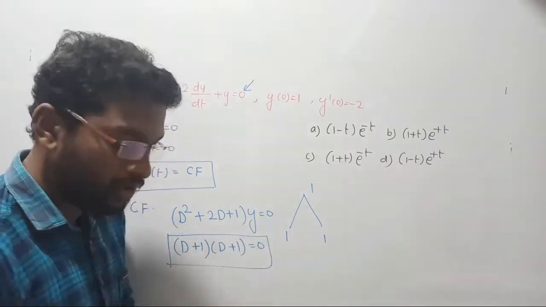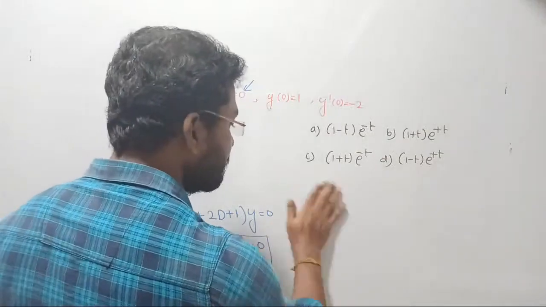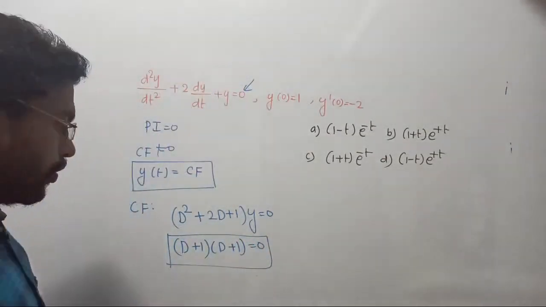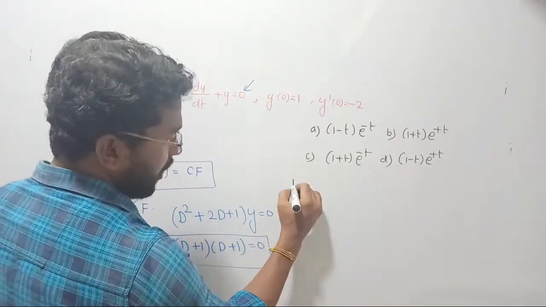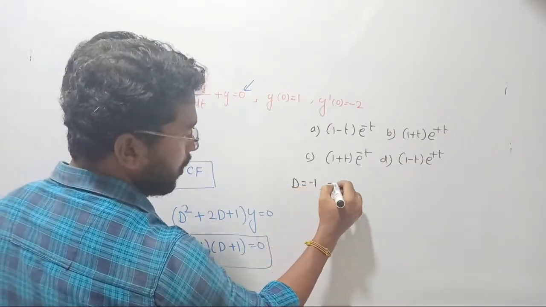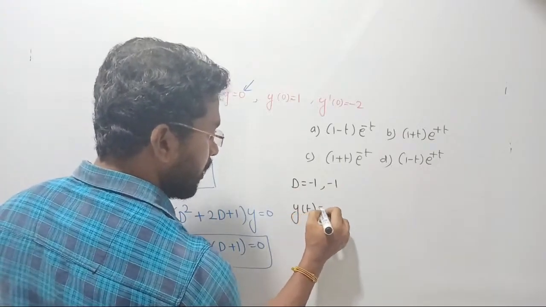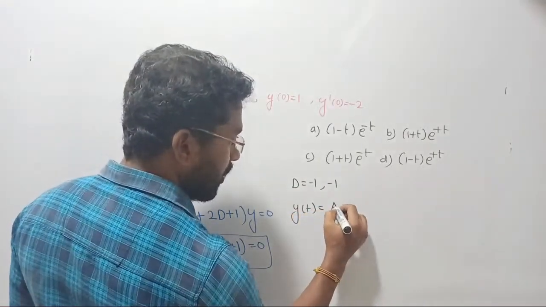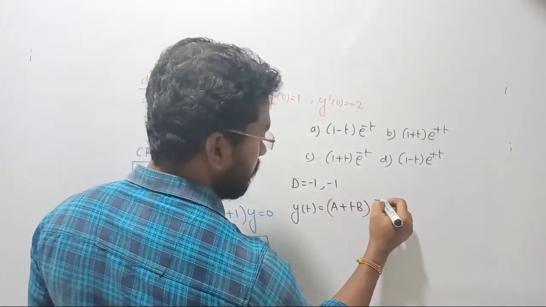And we know how to bring the solution when we have repeated roots, right? So let's try and figure out the answer for this one. Already we told you, so I had given the solution for this one. If we have repeated roots, we have two roots, d is equal to -1 and -1. Then the solution for the function can be written as y of t is equal to (a plus t times b) into e power minus t.